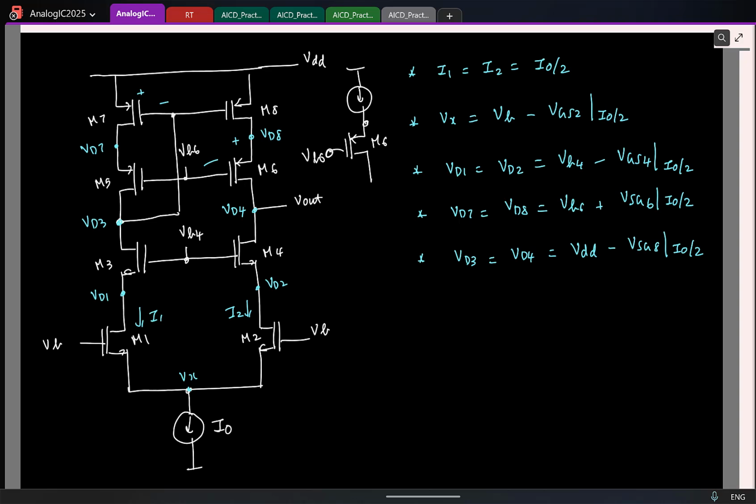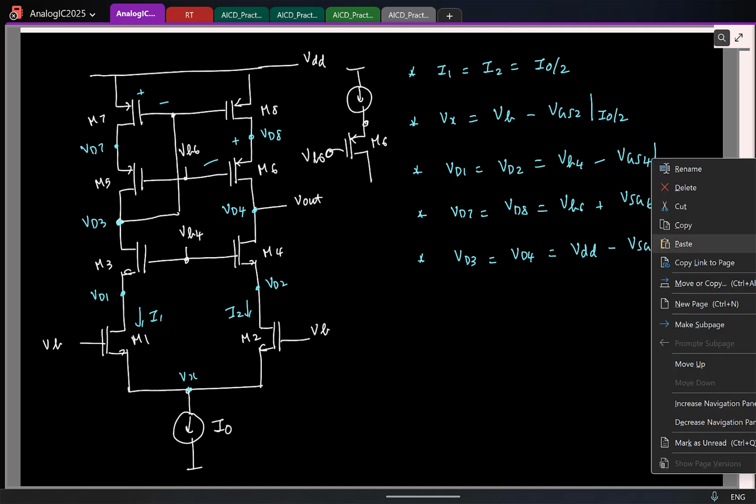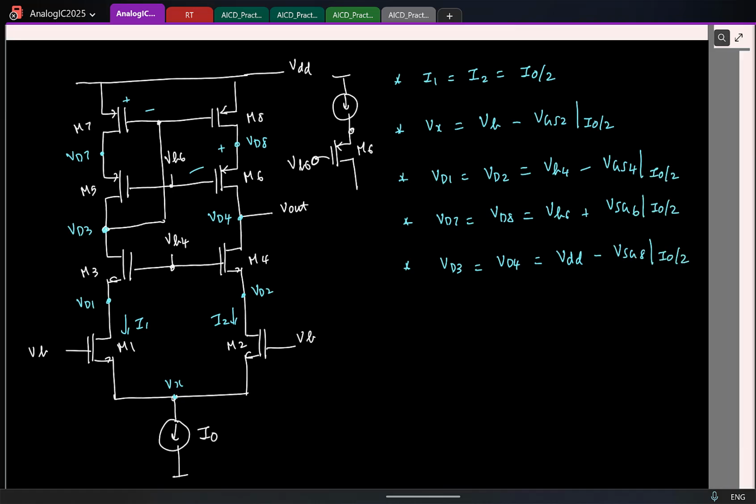Okay, so that's with the operating point. Now let's also calculate the input common mode range and the output range, because we know finally this will be used in some kind of negative feedback. We want to specify the limits, so let's do that.